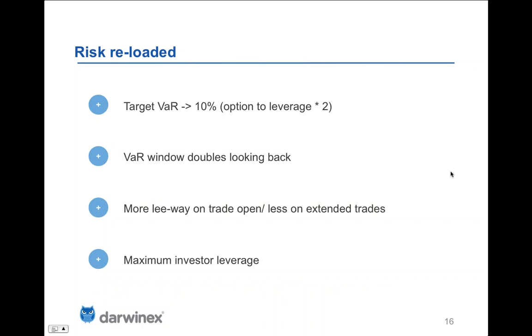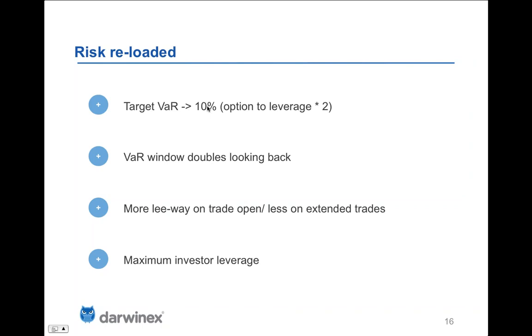And I would now like to move on to the changes that you can expect going forward. So the first change is that we are going to halve the target value at risk for individual Darwins. So going forward, Darwins will have a value at risk of 10%, which is half as much as up to now. And furthermore, there are a number of back-end changes to the risk management algorithms, which will change the shape of the Darwins.